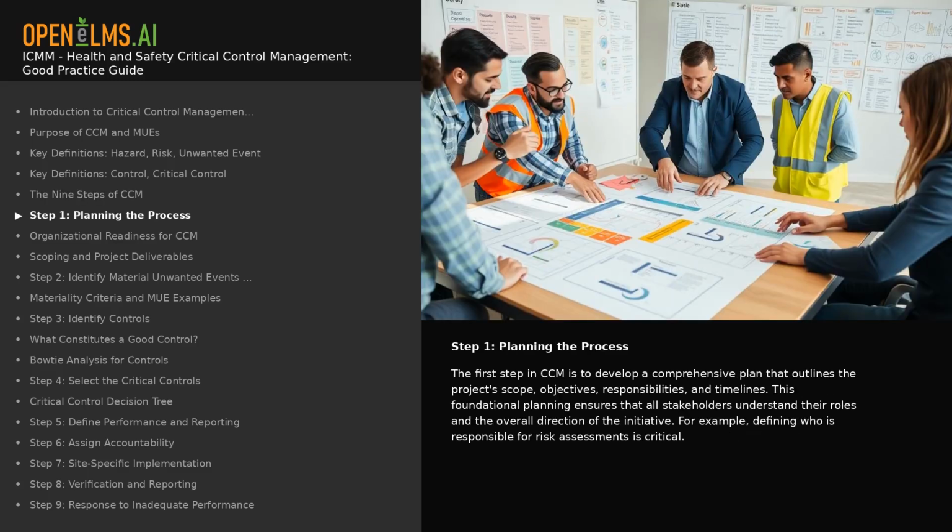Step 1. Planning the process. The first step in CCM is to develop a comprehensive plan that outlines the project's scope, objectives, responsibilities, and timelines. This foundational planning ensures that all stakeholders understand their roles and the overall direction of the initiative. For example, defining who is responsible for risk assessments is critical.